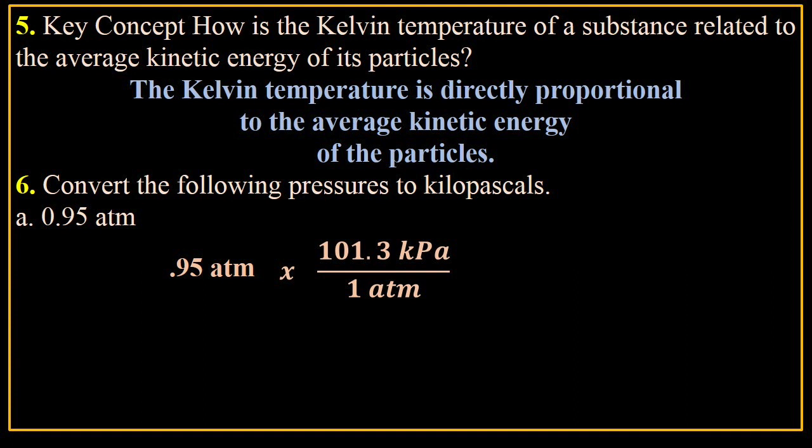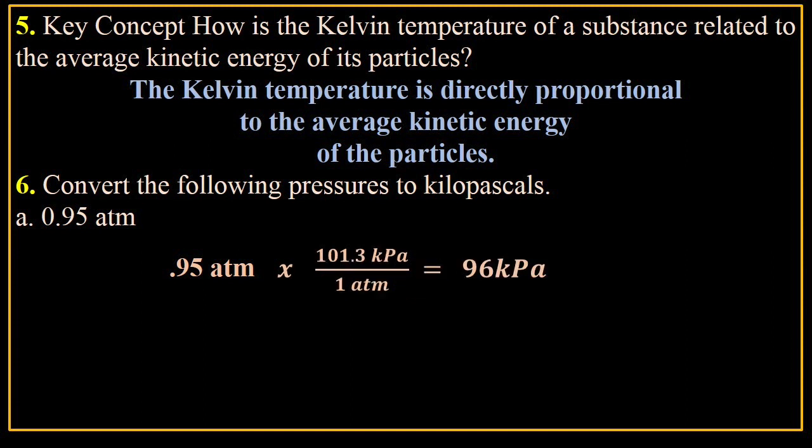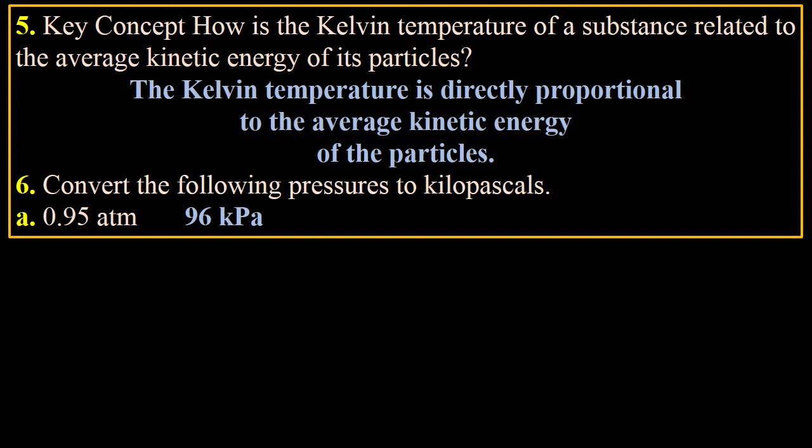1 atmosphere is 101.3 kilopascals. So 0.95 times 101.3 is going to be about 96 kilopascals would be the answer there. And what else? The next one, again, you're just multiplying and canceling unit labels. 96 kilopascals.